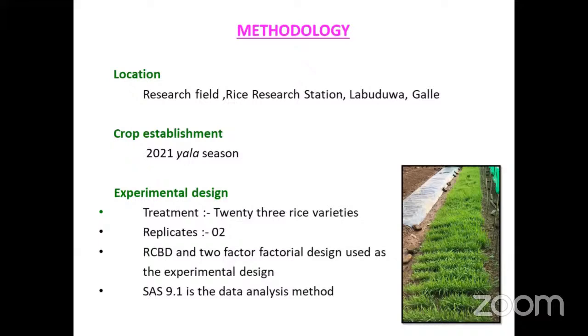First flowering period was 1st July to 15th July. Second flowering period was 15th July to 30th July. The space between 2 plants and 2 rows in one variety is 15 cm. The space between 2 varieties is 30 cm.